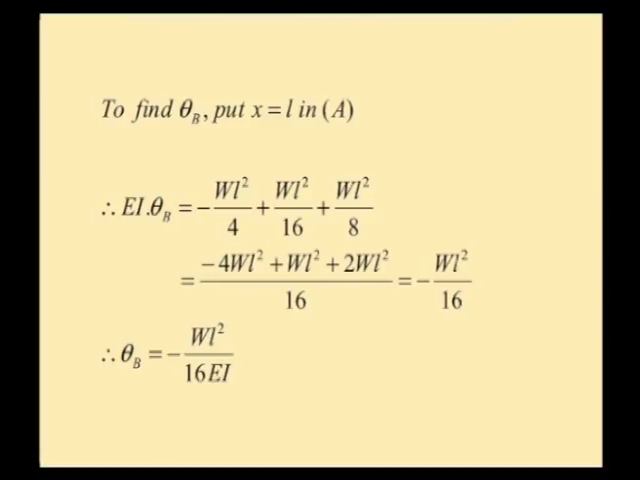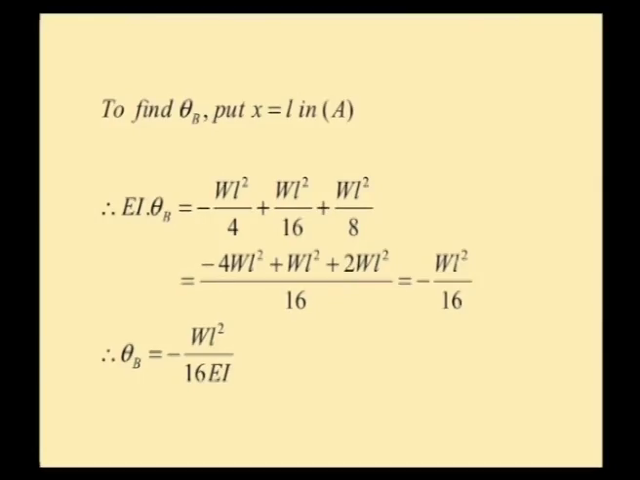Similarly, if I want slope at B, I need to put x equal to L in the entire equation, because x equal to L lies in region CB. So, we need to put x equal to L in the entire equation, thereby we will be getting slope at B, and slope at B we get as minus W L squared by 16 E I.